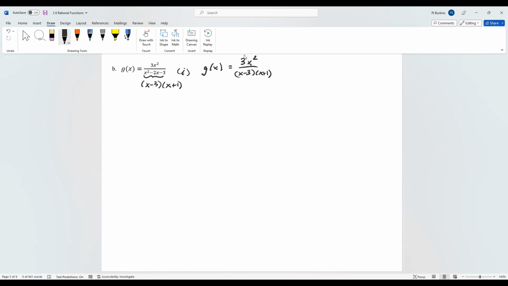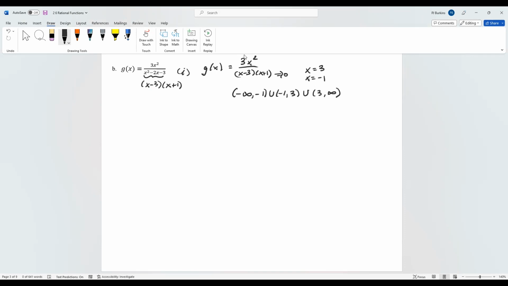Again, the numerator doesn't care. I can plug any value of x in there and it's fine. There are no restrictions. In the denominator, however, remember we have to set this to 0 and solve. So we get x equals 3 and we get x equals -1. If that's the case, then it looks like we can go from -infinity to -1, from -1 to 3, and from 3 to infinity.